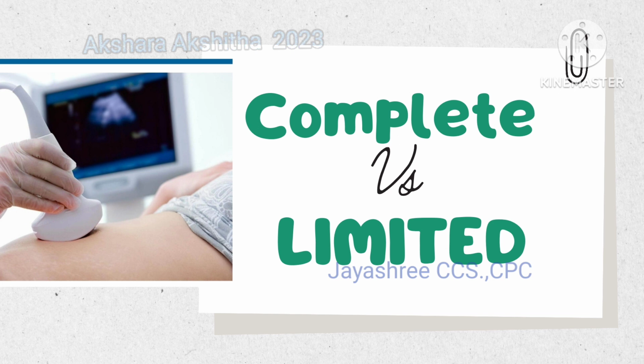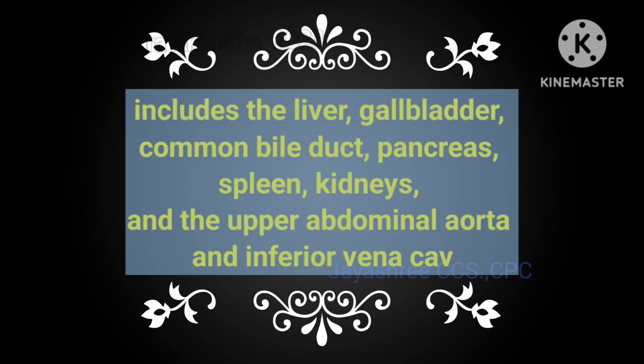When can we consider this procedure as complete, and when can we consider this code as limited? In our CPT description itself they mention the internal organs covered under the complete. Under that code paragraph itself they mention these are the organs which we can consider as complete. If one of those organs is missing from the doctor's visualization, then we have to consider that as limited only.